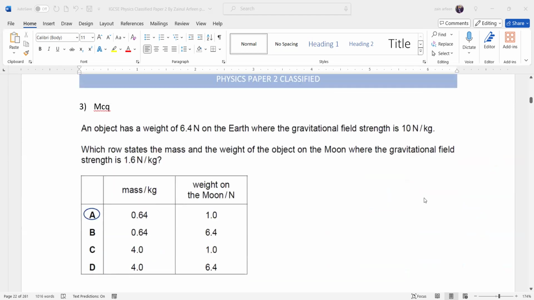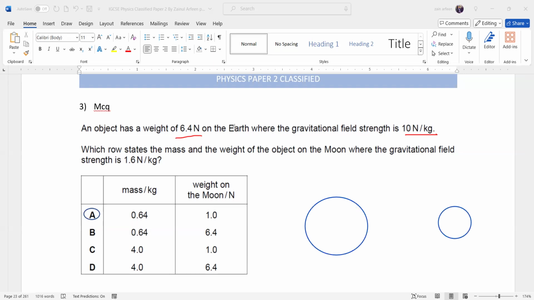Question 3. An object has a weight of 6.4 newtons on Earth where the gravitational field strength is 10. Which row states the mass and the weight on the moon where the gravitational field strength is 1.6? So we know the mass does not change. Mass of an object remains the same throughout the universe unless the amount of matter changes.